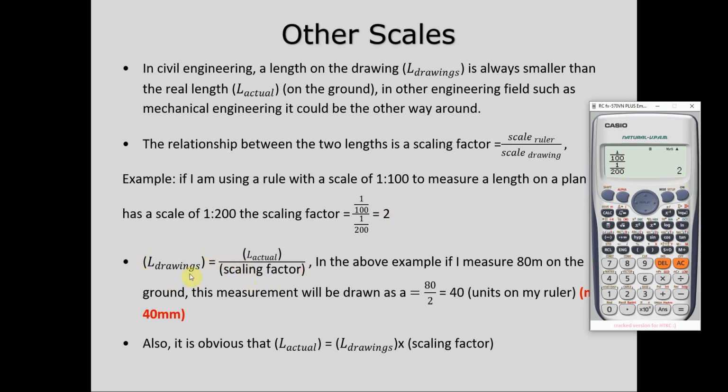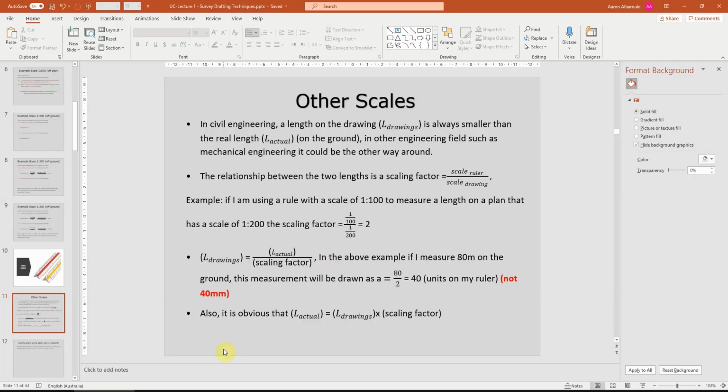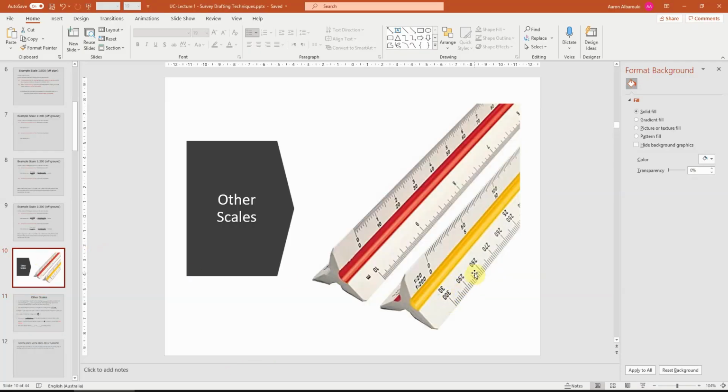I measured on the drawings 15. So how much is my length on site? My length on site would be what I measured multiplied by the scaling factor, obviously, which is 15 times 2. It should be 30 meters. So the measurement on site is always in meters. That's for sure. The measurement you're reading depends on the scale that you are using. I will emphasize again, it's not in millimeters. It's the scale that you are using. This particular scale here does have units.